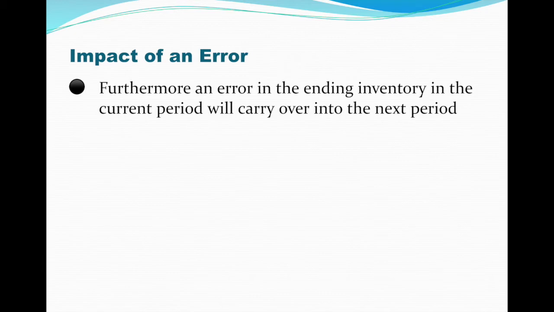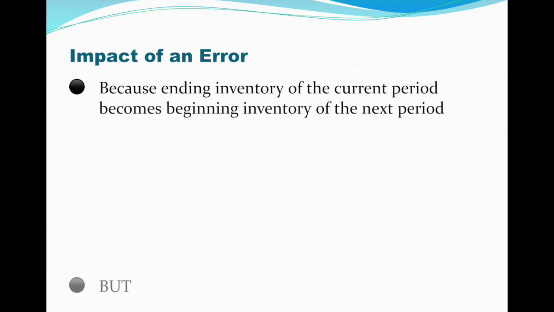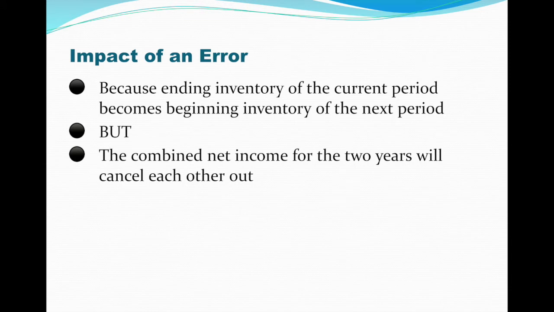So earlier I said that an error can impact not just the current period that we're looking at. It can carry over into future periods. And the reason for that is, we're going to look at it in a second, but mainly the ending inventory of one period affects the beginning inventory of another period. So there won't just be an error in the period that the error was made, it'll carry over. I'm getting ahead of myself. I'm too eager.